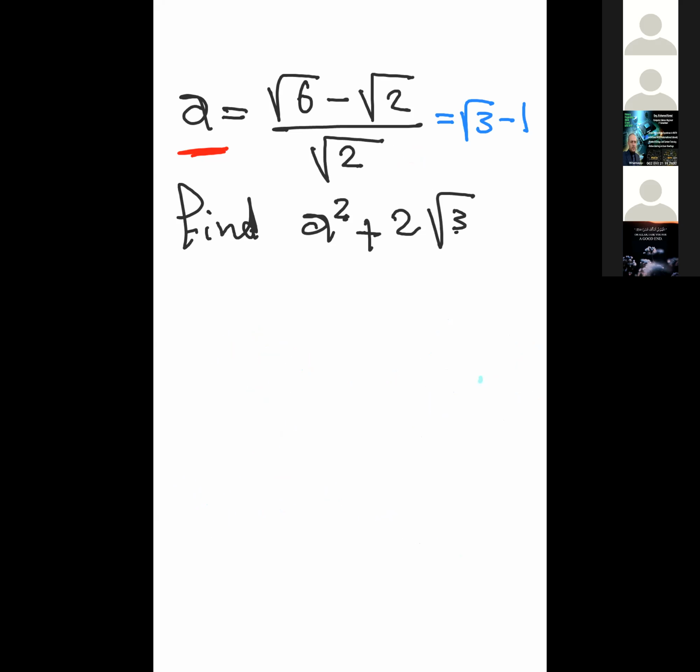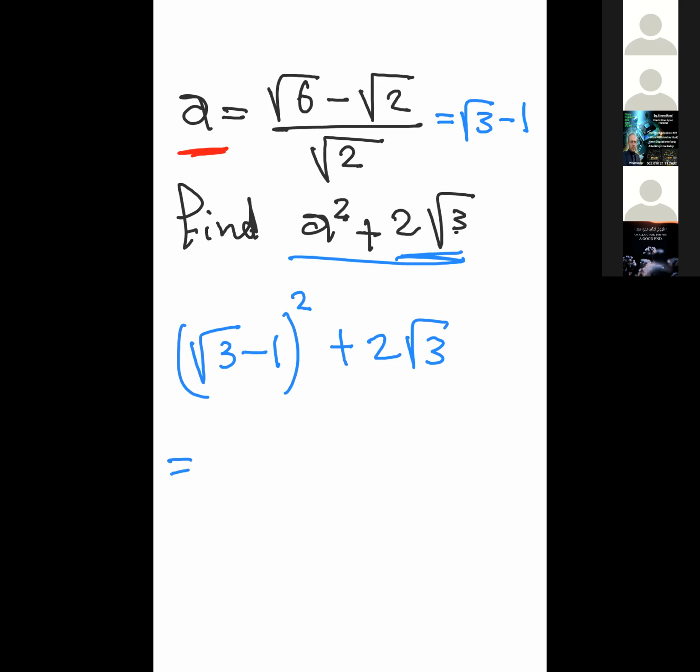It was a squared. So a squared means the square root of 3 minus 1, squared. Then plus 2 square root of 3. We said that a minus b squared or a plus b squared, we have a form. So this one is a minus b squared. So a squared is 3, minus, then 2ab, 2 times the square root of 3 times 1, so 2 square root of 3. Then plus b squared, or the second term squared, which is 1, plus 2 square root of 3.